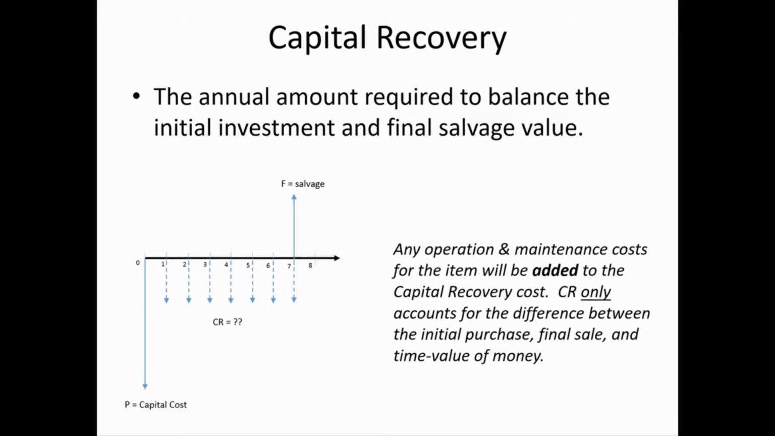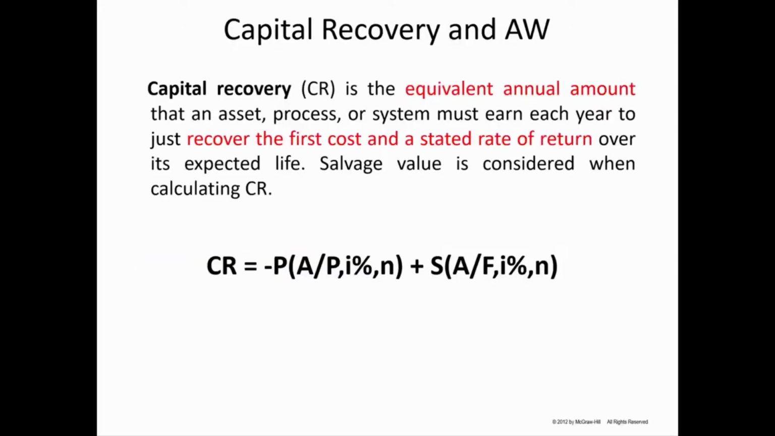Do you mind showing the formula one more time? Yeah. So here's the formula. The amount that's at the present we take to the annual series. The amount that's in the future, which is the salvage value, we also find A given F. With the present value, we find A given P. Thank you. You are welcome.